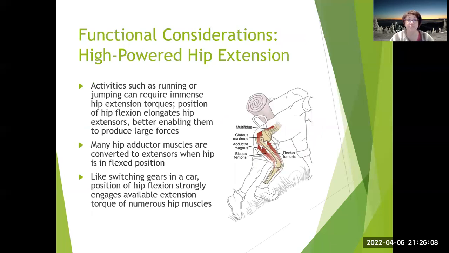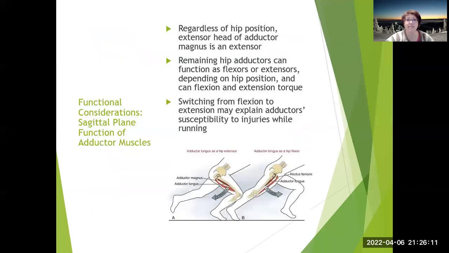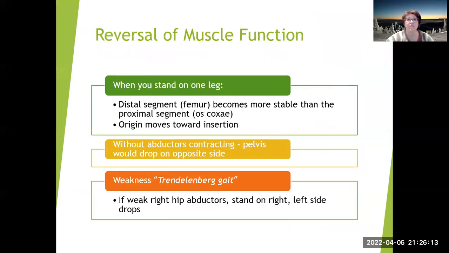So let's come back to this one and we'll talk about Trendelenburg gait and reversal of muscle function. So when I was talking about origin and insertion in the muscle chapter, I said normally the insertion moves towards the origin when the muscle contracts, when it's a concentric contraction. Reversal of muscle function is usually closed chain and the origin moves towards the insertion.